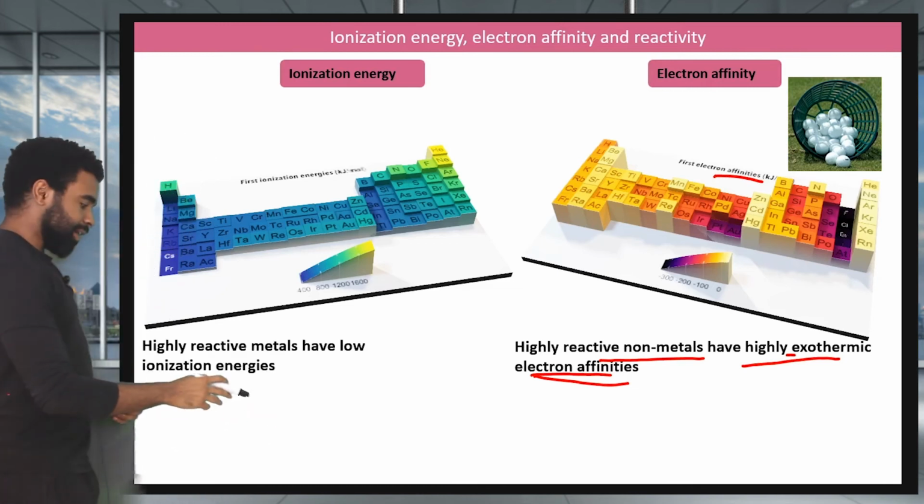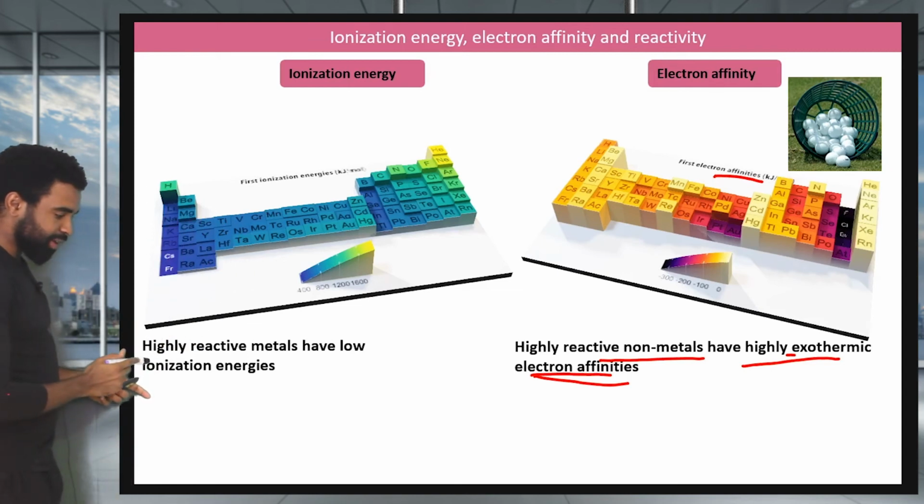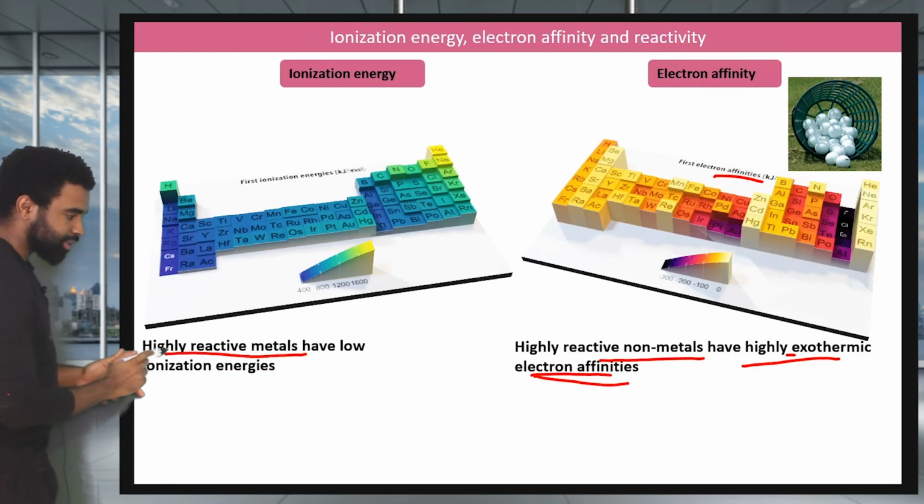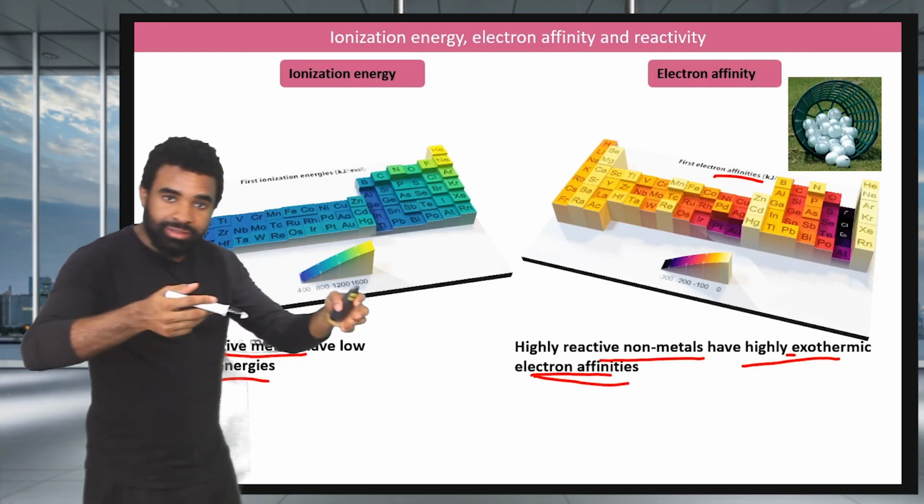And in terms of the trend for the first ionization energies, we have this fact that highly reactive metals generally have low ionization energies. Remember that for metals, how do metals react?